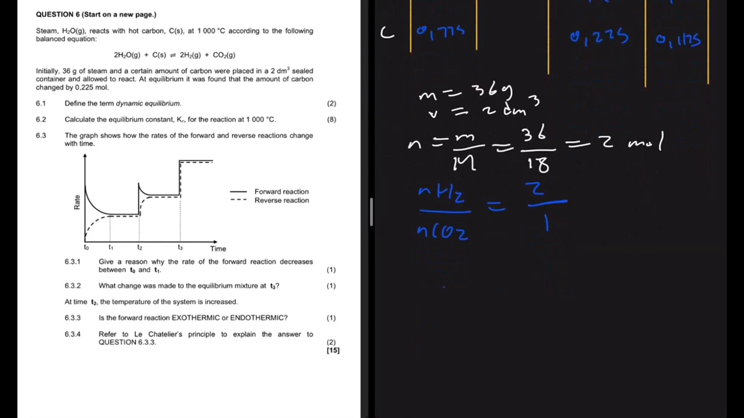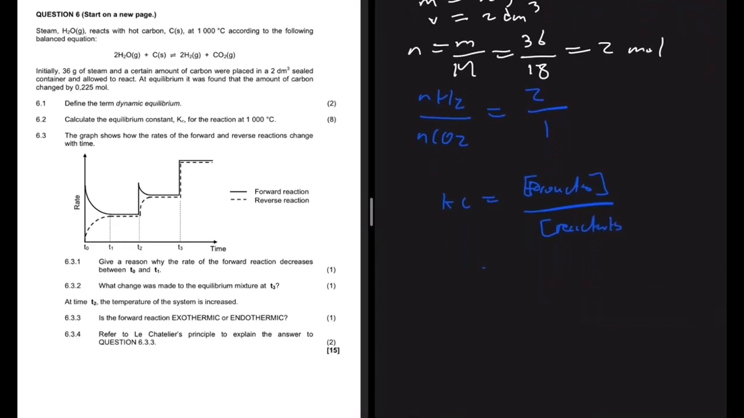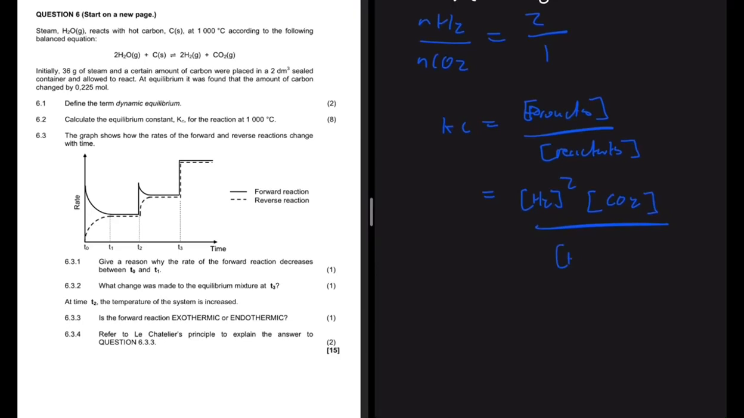We can say that Kc is equal to the products, right, divided by the reactants. So what's the products? We know that we have H2, and then we're supposed to square it. Why are we squaring it? We're squaring it because it has a balancing coefficient of 2. And then we have CO2. And then the reactants, we're going to have H2O. And then we also square it because it has a balancing coefficient of 2. And then we don't regard the carbon because, like I've said, it's a solid.